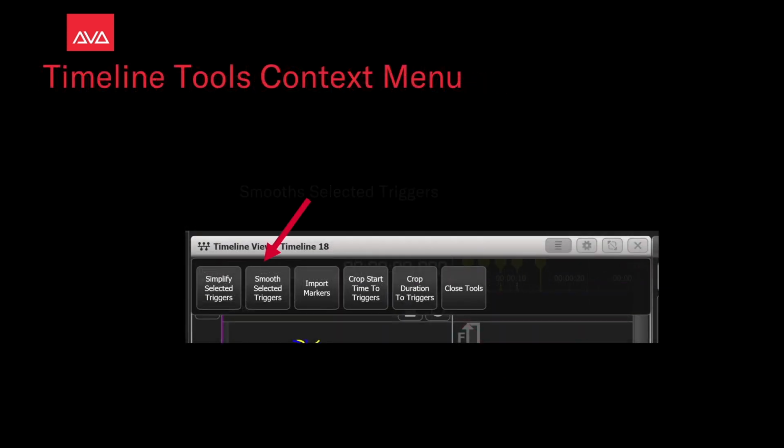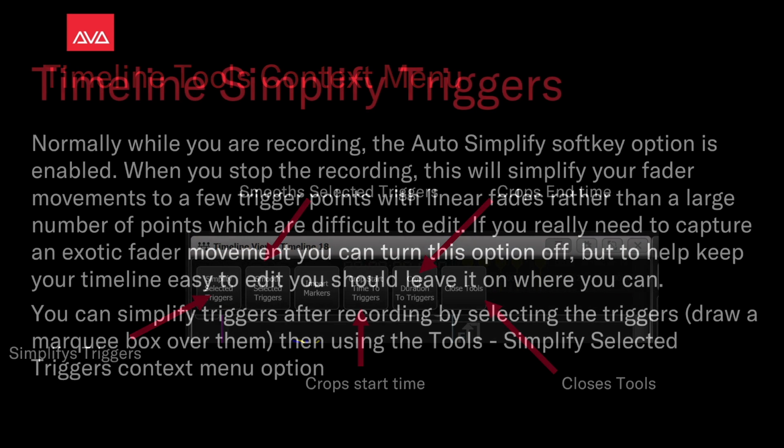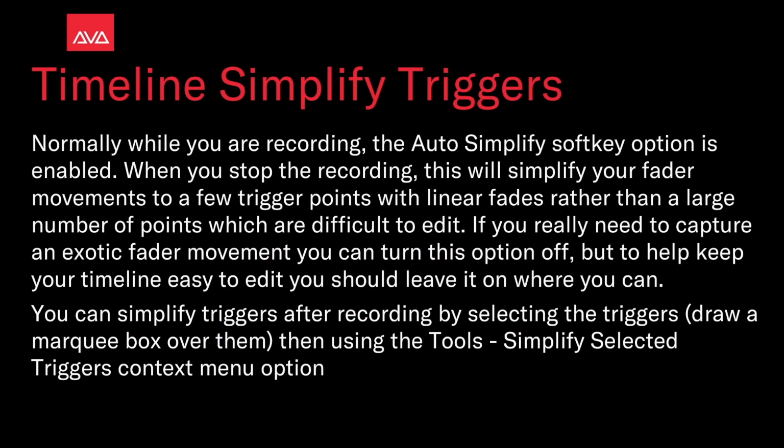And in our tool menus, we have these options. We can simplify the triggers. We can smooth the selected triggers. We can crop the start time, crop the end time, and close tools. Let's talk about simplifying triggers.